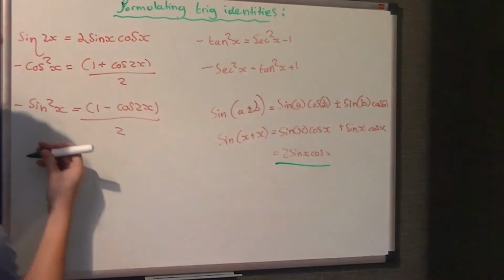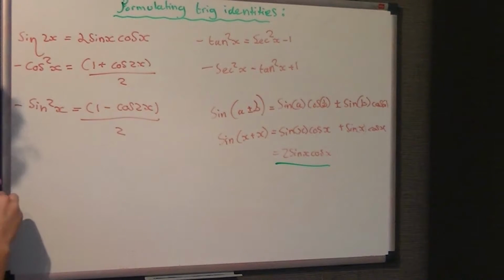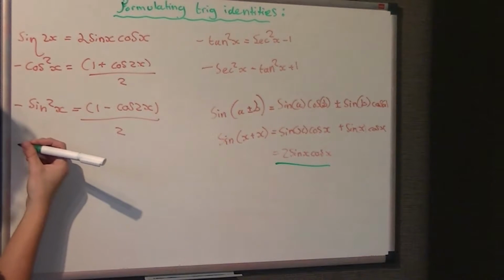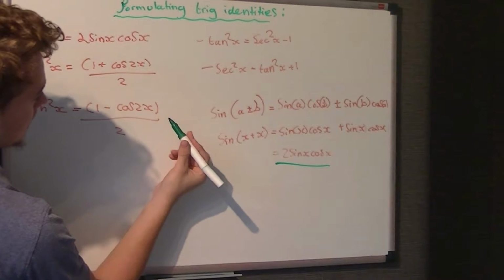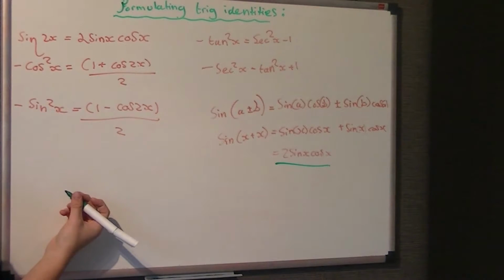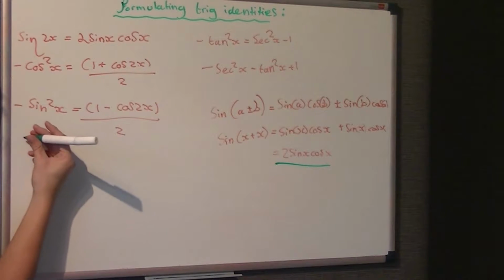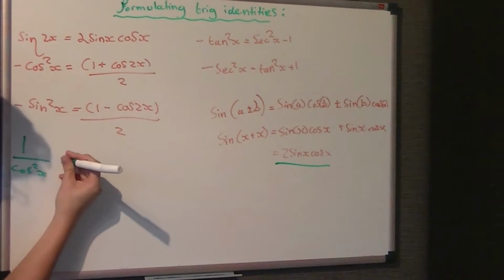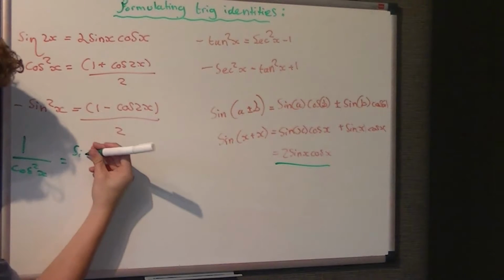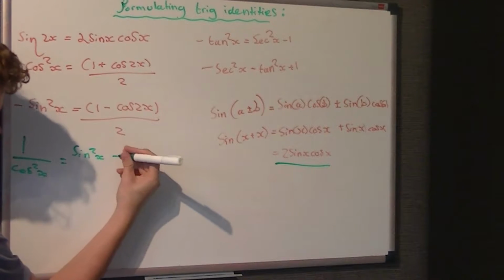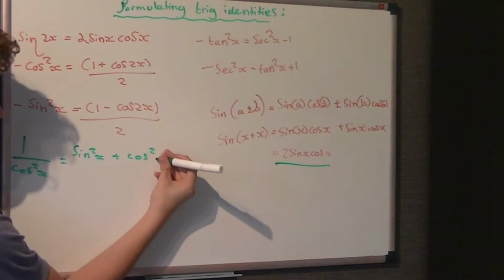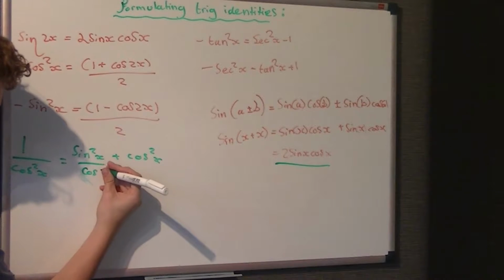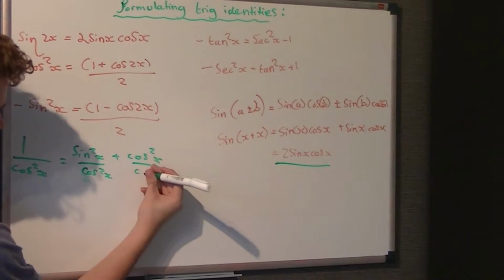So the next one we're going to do is tan squared x plus 1 equals sec squared x. So if I remember which way round this is, it's a rearrangement of the answer. So it's 1 over cos squared x, where 1 equals your sin squared x plus your cos squared x. You divide all of that by cos squared x. So sin squared x over cos squared x plus cos squared x over cos squared x.